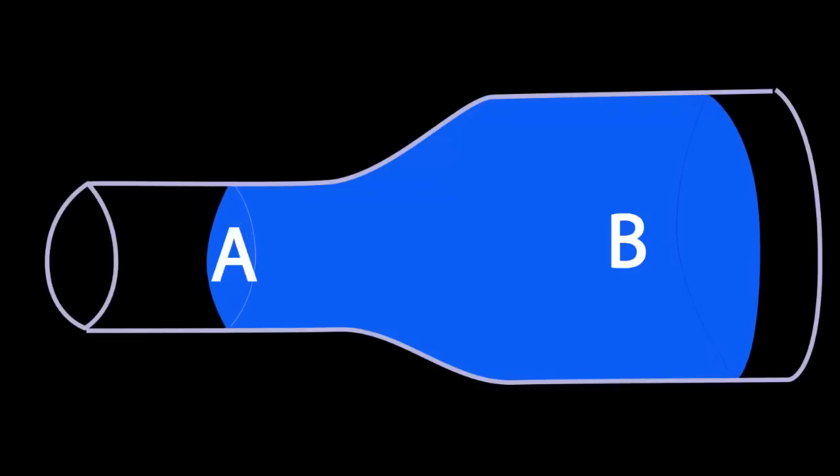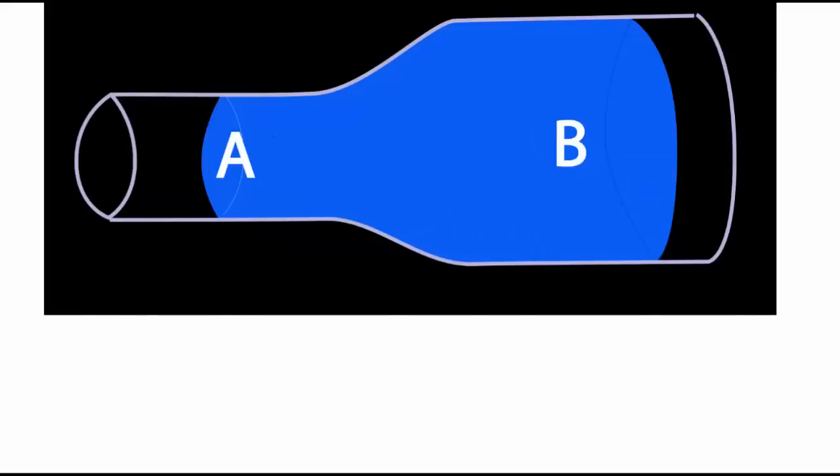Okay, so we have a pipe here and the water's flowing through it from A to B. There's a small radius at A and a big radius at B, and my question to you is, when we let it flow like this, is the velocity of the fluid faster at A, or is it faster at B, or are they going the same speeds at A and B? Okay, so it's going faster at A.